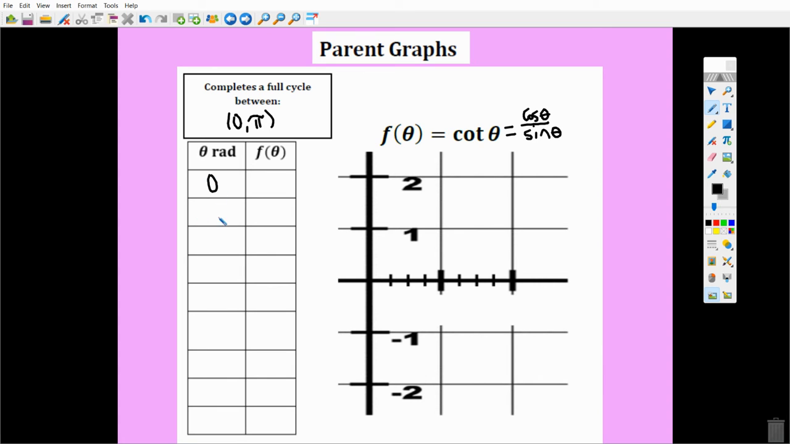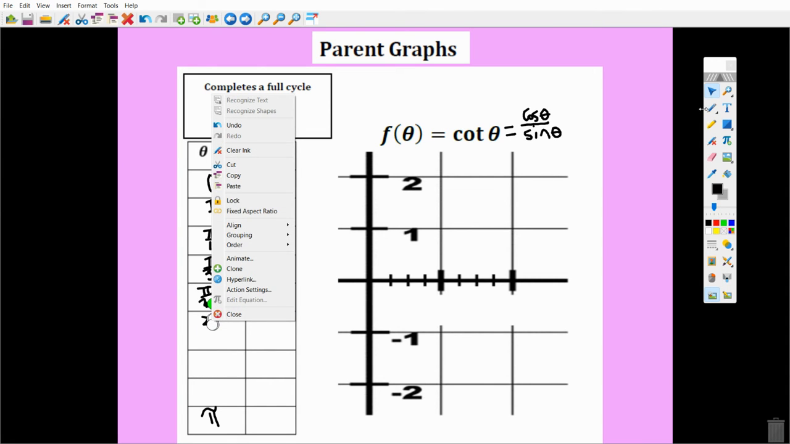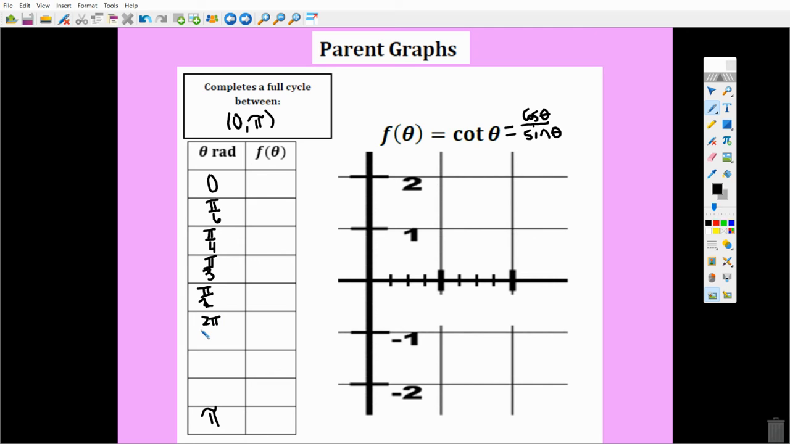And so we have 0 to pi, right? We're going to use pi over 6, pi over 4, pi over 3, pi over 2. And then we're going to use 2 pi over 3, because this one is in the first and second quadrant, 3 pi over 4, and 5 pi over 6.